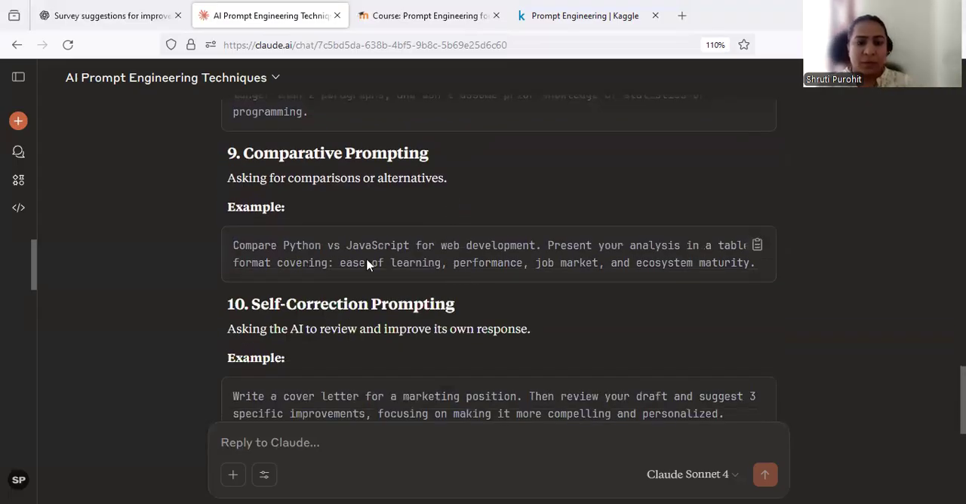So comparative prompting, asking for a comparison of alternatives. Okay, so we are comparing 2 versions or 2 languages, and then we want to find out which will be better for our product or project. We are comparing 2 companies, and then deciding which one will be better for us. Again, we may compare data of 2 employees, and then find out which will be better for a particular post. So this is comparative prompting.